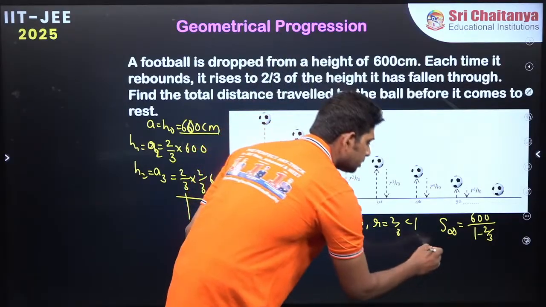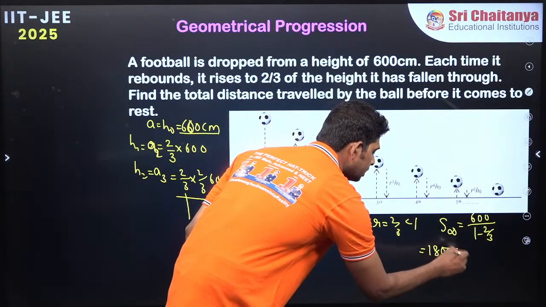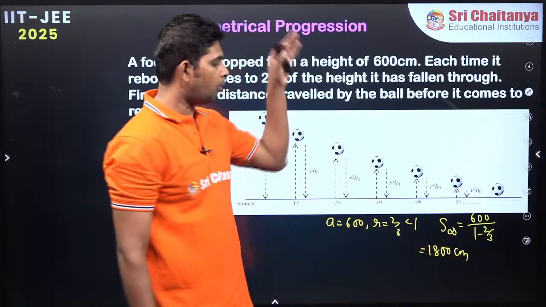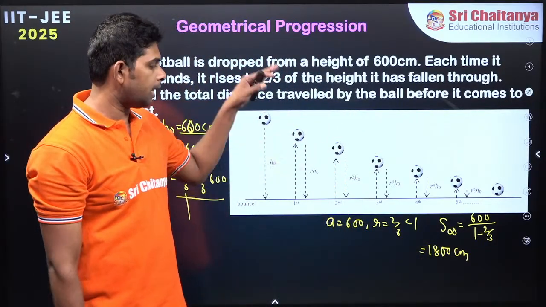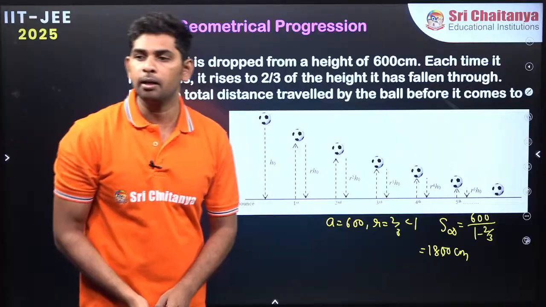3 minus 2 is giving us 3 into 6, 1800 centimeters. That entire ball is going to travel the distance. That entire distance is going to be 1800 centimeters.